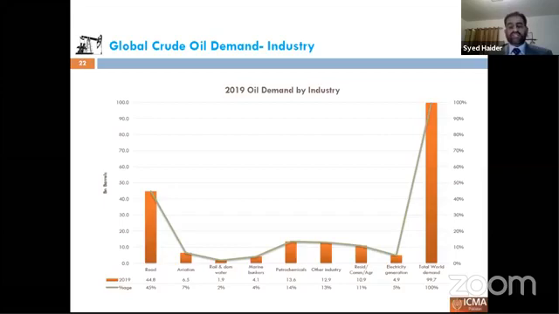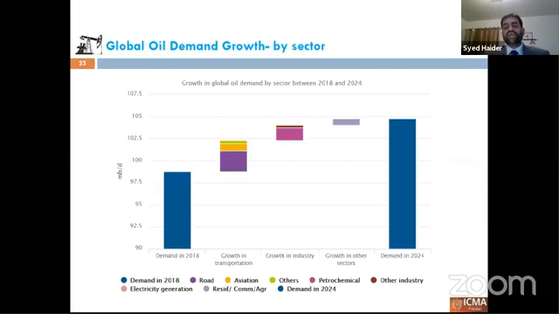Okay, another way to look at how the different sectors are using this oil is to look at the forecast. This is before the pandemic, from 2018 to 2024, how the oil demand is going to look. And as you can see, the road, aviation, and all those were going up and up. In 2024, the oil demand was expected to reach about 104 million barrels per day for the different industries.